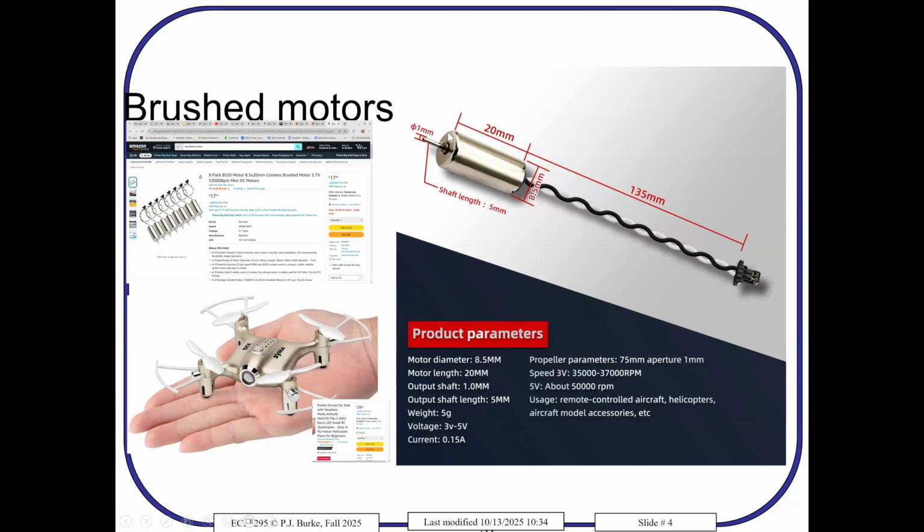They're commonly used in teeny tiny drones, like these little hand drones. And here's a typical brushed motor. It shows the dimensions. And all you have to do is plug in positive and ground and off you're running. So this particular motor weighs 5 grams, needs about 3 to 5 volts, needs about 0.15 amps, and it can spin at 35,000 to 37,000 RPM. It wants a 75 millimeter propeller. And here are the dimensions.